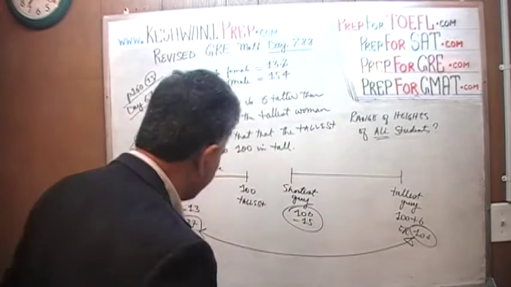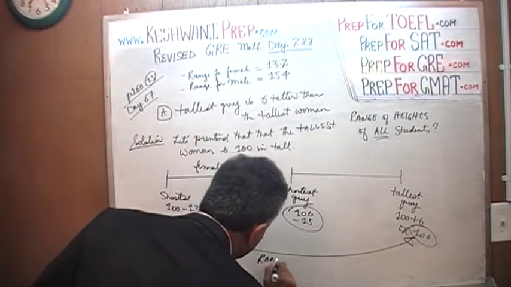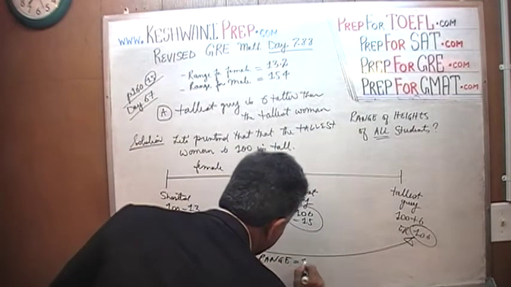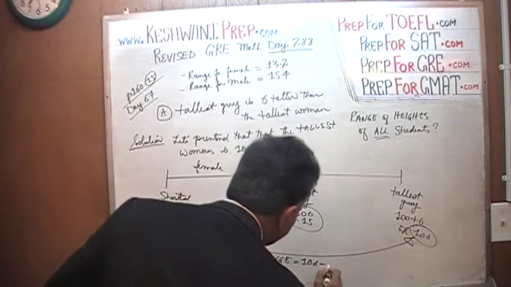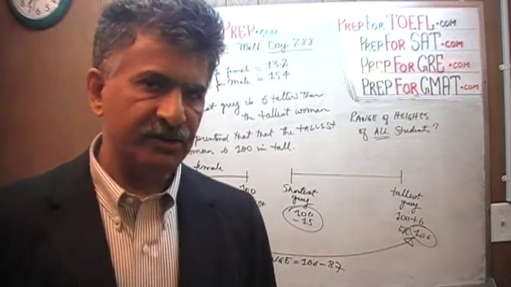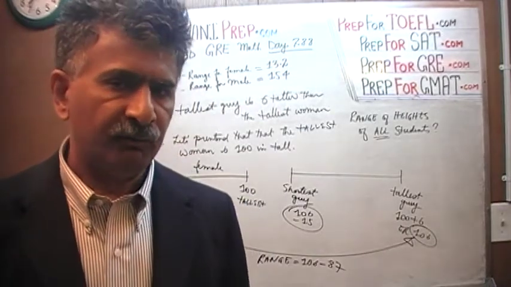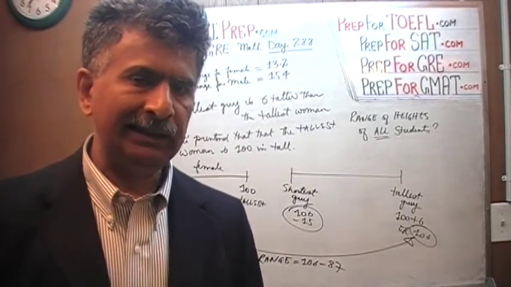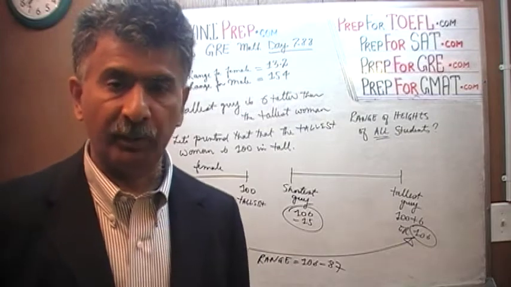This is our range. The range of all the students is simply 106 minus 87. That's it. Again, they are not asking us what is the range. They are simply asking us, is this information sufficient for us to ascertain the range? The answer is yes, it is quite sufficient.